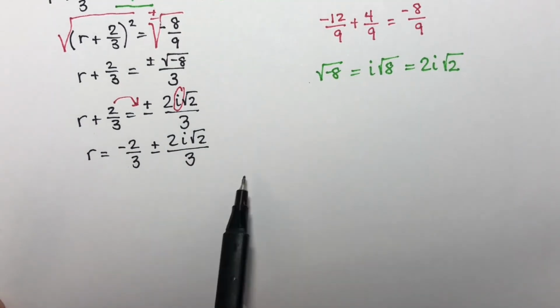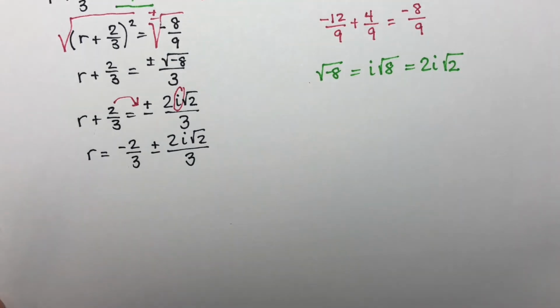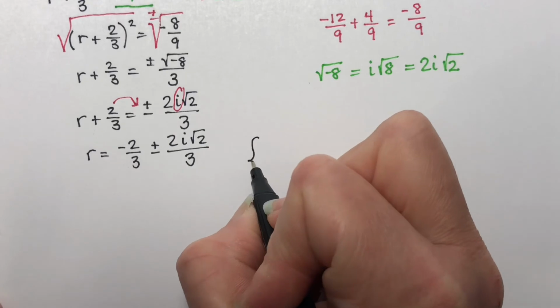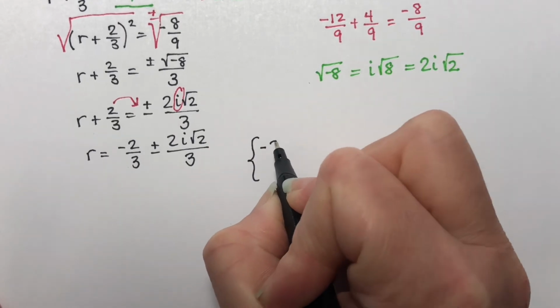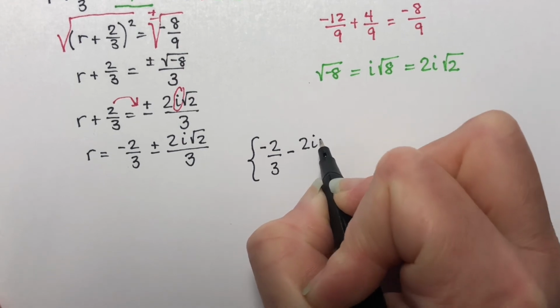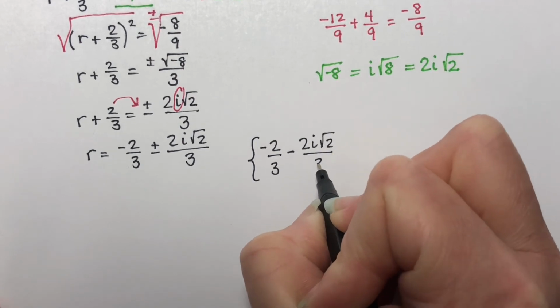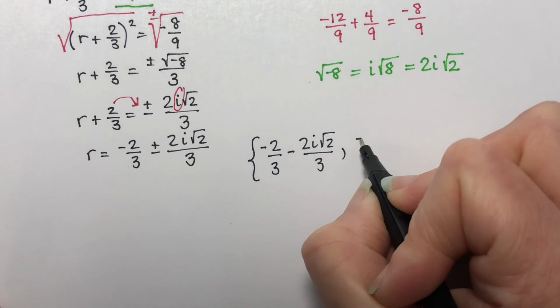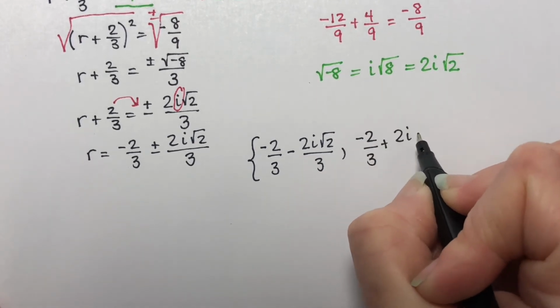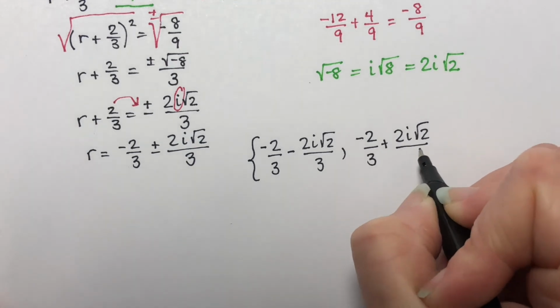Check each fraction and make sure it's in lowest terms, and this one is, so you have your two answers. They're just not very pretty. Okay, so I have negative 2 over 3 minus 2i square root 2 over 3, and negative 2 over 3 plus 2i square root 2 over 3.